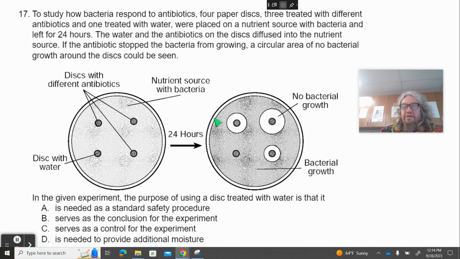Here's 24 hours later. In this experiment, the purpose of using a disc treated with water is that A, it is needed as a standard safety procedure. B, it serves as a conclusion for the experiment. C, it can serve as a control for the experiment. Or D, it is needed to provide additional moisture.